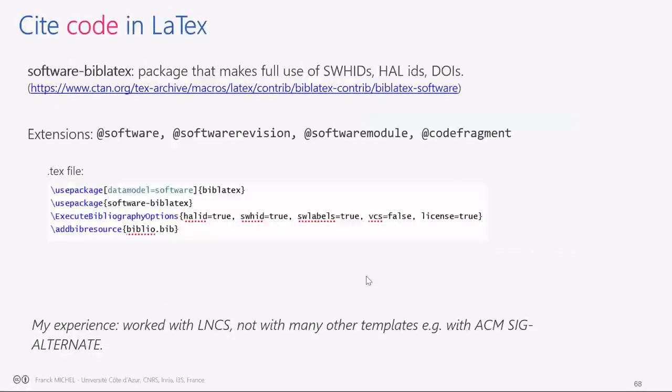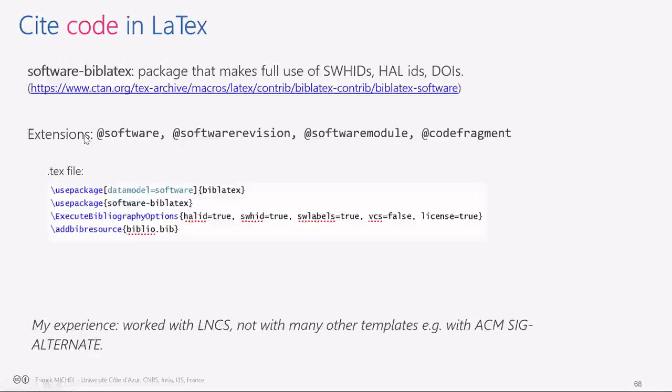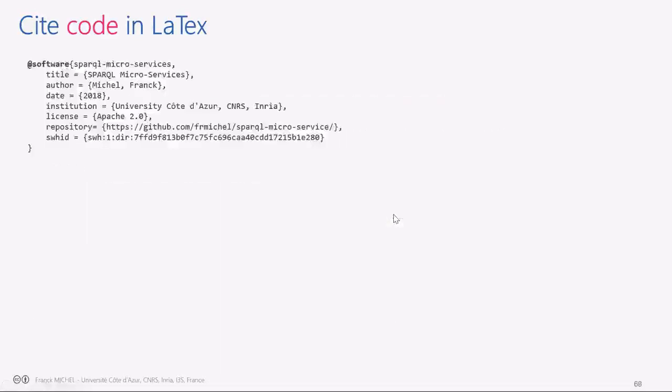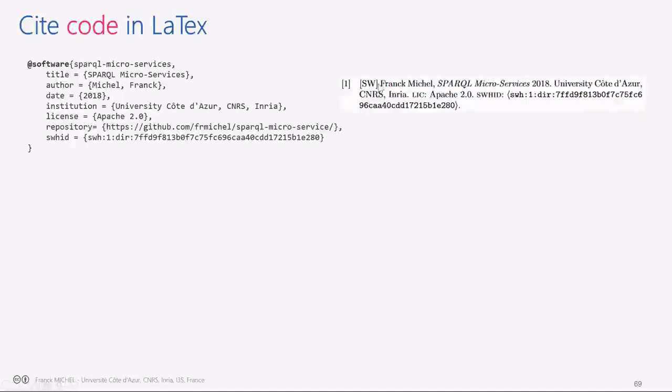Same thing for software. There exists a BibLaTeX extension with several data types: software, software version, software module, code fragment. Here I give you the way to include it, and again, it worked in LNCS. And here is how it looks. So this is an entry of type software in which I list the SWHID in this case. It supports HAL ID, SWHID, DOIs, ARKs. It supports lots of different types of persistent identifier. Here I use a SWHID, and this is how it looks. So here I have the software license and the SWHID.